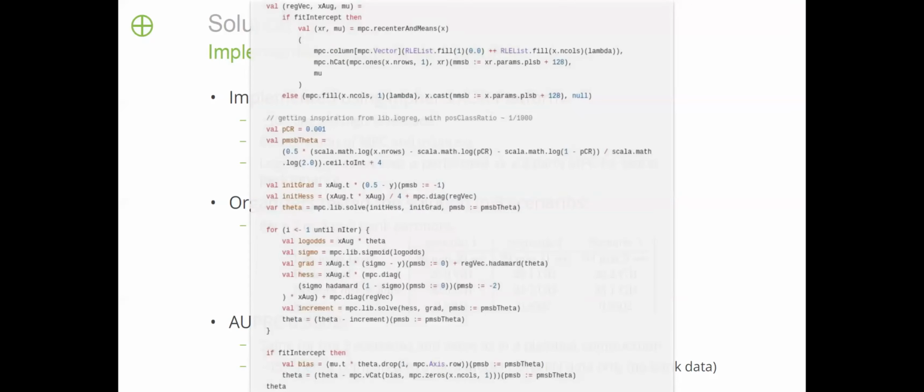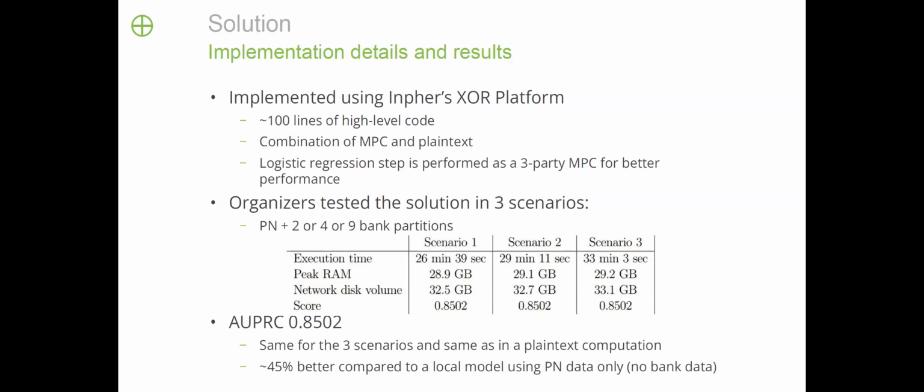So this is the code for logistic regression. It's quite simple. It is easy to implement for PPC developers. The organizers tested the proposed solution in 3 different scenarios. The first one is payment network plus 2 banks. The second one is 4 banks or 9 banks. So finally, we have 3, 5, or 10 players in the protocol.